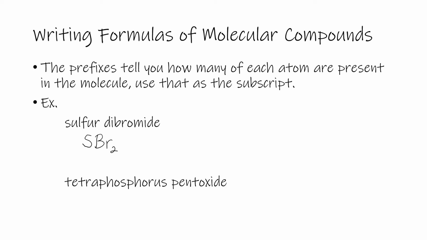Let's look at another one, tetraphosphorus pentoxide. So tetra means 4, and phosphorus, the element symbol is a P, so it becomes P4. Pentoxide, the prefix pent means 5, and oxide is our oxygen, so we have an O with a subscript of 5. So P4O5 is the formula for tetraphosphorus pentoxide.